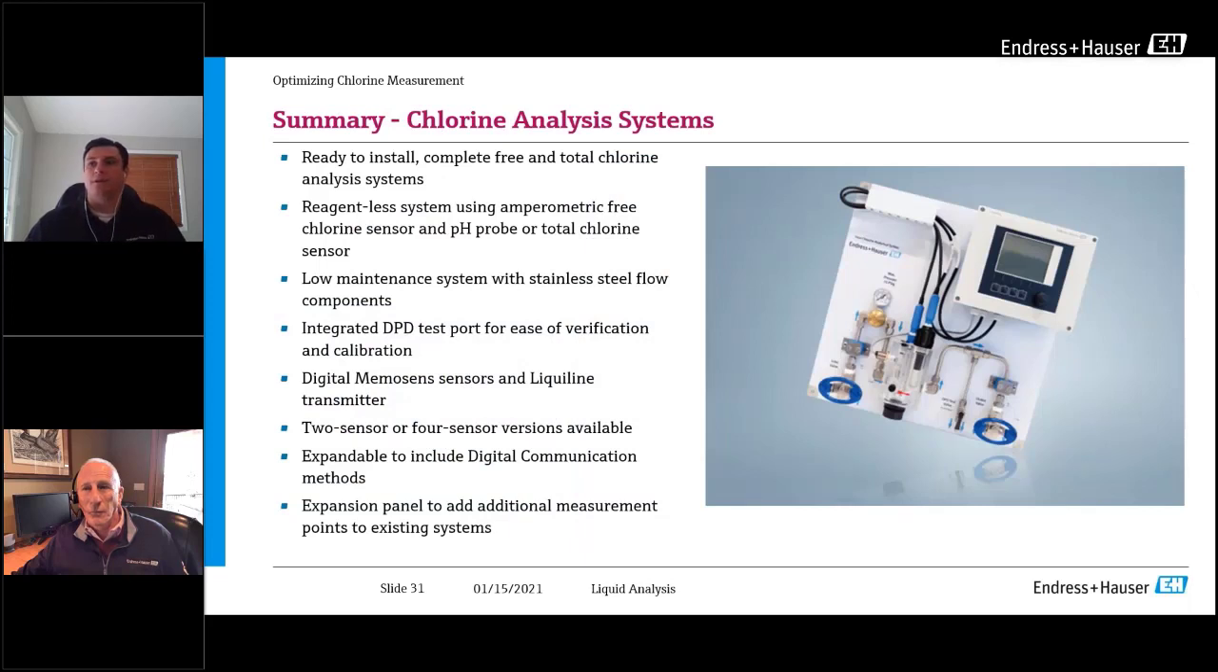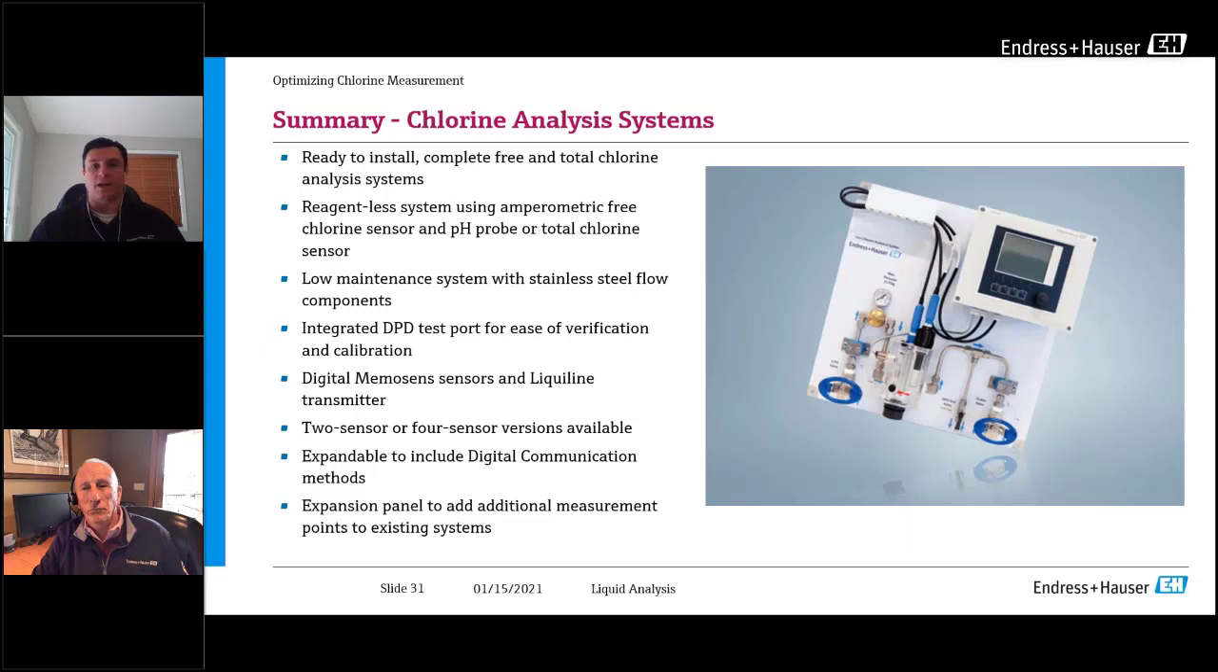So in summary, the free chlorine panels and total chlorine panels that we offer here at Endress+Hauser are ready to install. They're a reagentless system using the amperometric free and total chlorine probe, which again saves you a lot of time and money. You're not having to buy reagents every single month to run your chlorine panels. You just, every few months, maybe even as long as a year, may have to replace the electrolyte that's in the sensor or the membrane cap itself. It's a low maintenance system with stainless steel flow components.